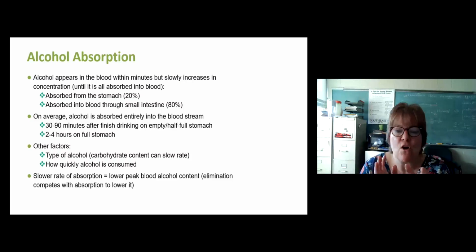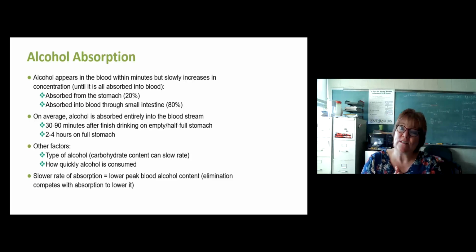On average, alcohol is absorbed entirely into the bloodstream within an hour. So, somewhere between 30 and 90 minutes. It depends on different people, and it also depends on how much you've had. So about an hour if you're drinking on an empty stomach, about 3 hours if you're on a full stomach. That absorption rate is very critically dependent on how much food is in your stomach. And we're going to see the effects of that later on.